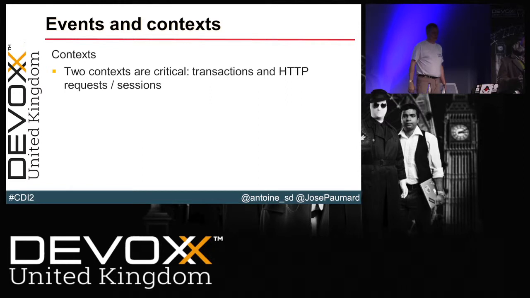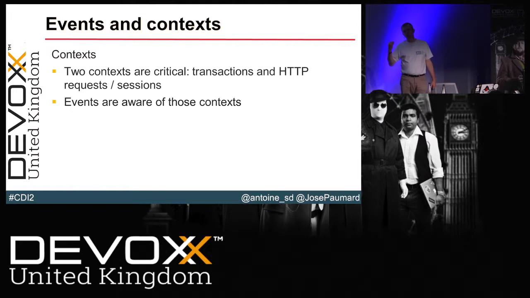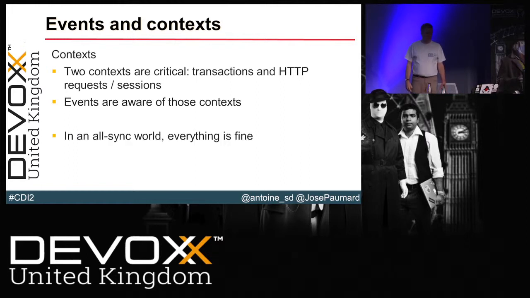conduct persistent operations. And basically, those two kinds of contexts are thread-bound. The paradigm is to say one request, one thread, one EJB, one thread, one transaction, one thread. So if we decide to go asynchronous here, we need to take that into account too. Events are, of course, aware of those contexts. You can even put events on the transaction callback, for instance, to get the synchronization transaction object in a CDI observer. Right.